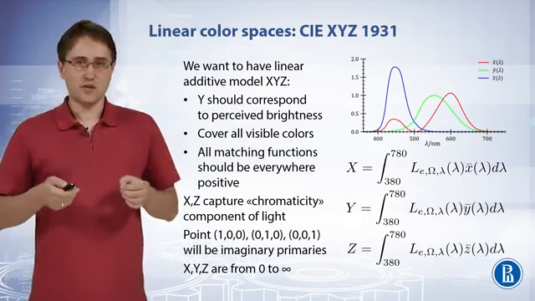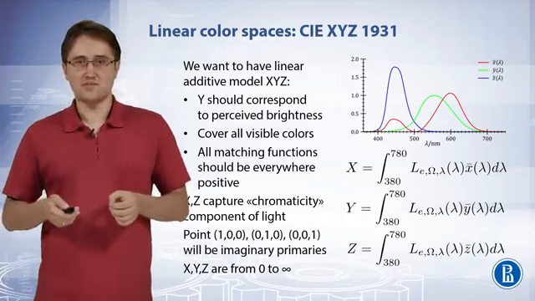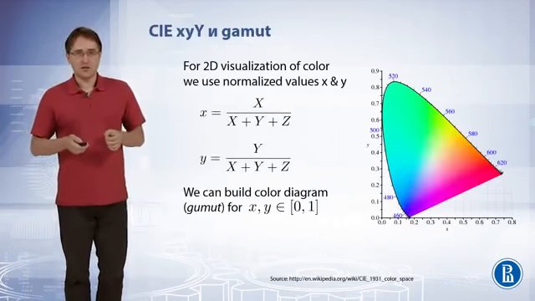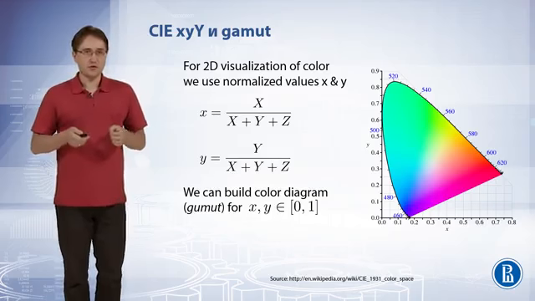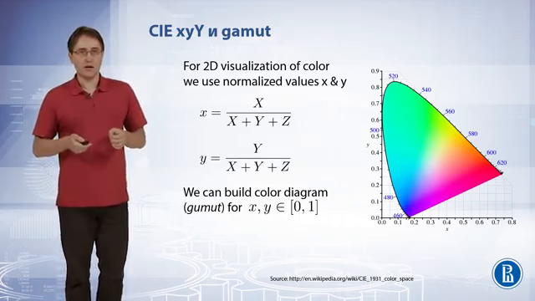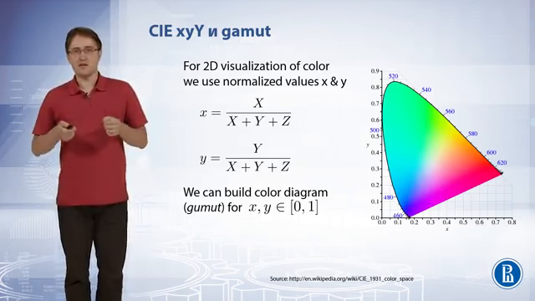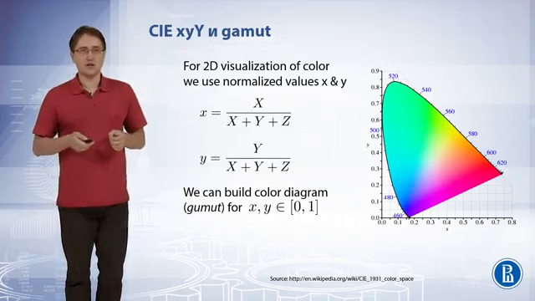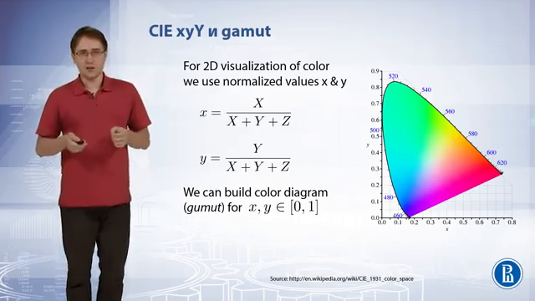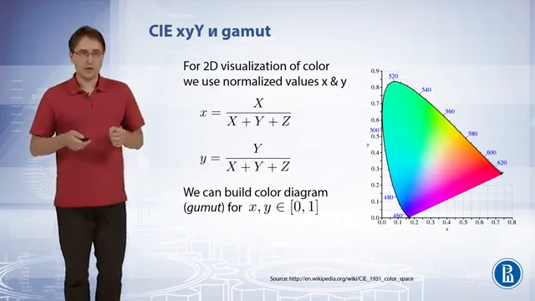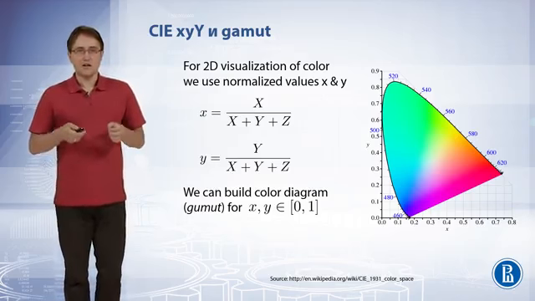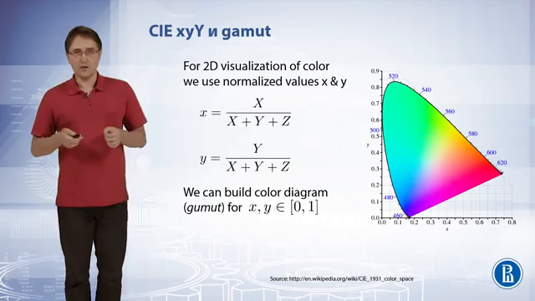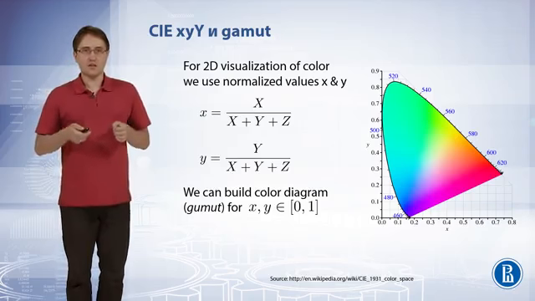The matching curves for X, Y, Z are shown on this slide. To visualize all possible colors using the XYZ model, we will use normalized values x and y, where x is the ratio of X to the sum of X, Y, Z, and y is the ratio of Y to the sum of X, Y, Z. By varying x and y in the range from 0 to 1, we can build a color diagram, called the color gamut.